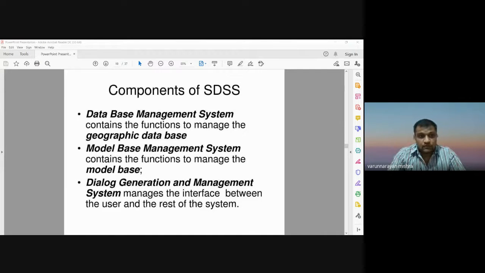So your decision support system should be user friendly. The user can easily understand your decision support system, and there may be some user interface between the user and the system, like between the user and the decision support system. So the user can easily use your decision support system.